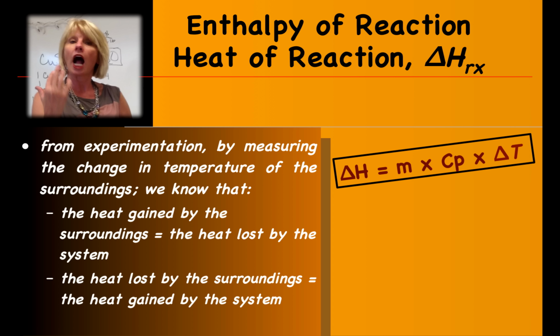In other words, if the temperature of the surroundings goes up, that means delta T is positive. That means the surroundings experience an endothermic reaction. This means that the system has experienced an exothermic reaction. The system has lost energy to the surroundings. The heat gained must be equal to the heat lost. So when you calculate delta H, all you have to do is change the sign.